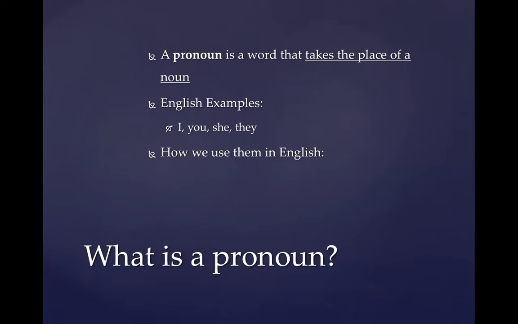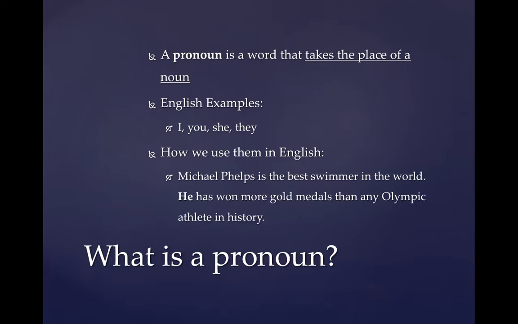So how do we use them in English? We really use them to simplify it and to not need to repeat a person's name over and over. So for example, if I am writing about Michael Phelps, which of course you all know never happens, but just if I were, I could say Michael Phelps is the best swimmer in the world. He has won more gold medals than any Olympic athlete in history. This use of the pronoun here, he, makes my life a little easier because that way I don't have to keep repeating Michael Phelps, Michael Phelps, Michael Phelps. I replace the second one with the pronoun he. And that still keeps his place in the sentence, and it refers to a noun without needing to repeat the name over and over again.